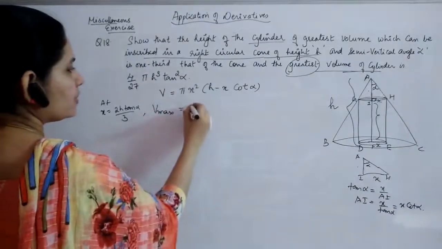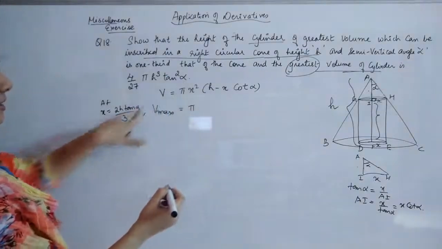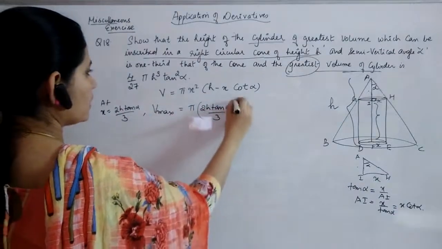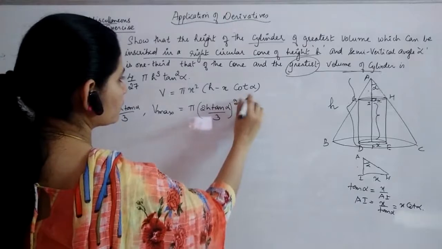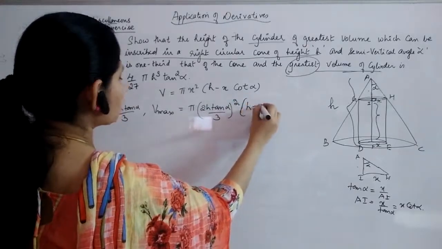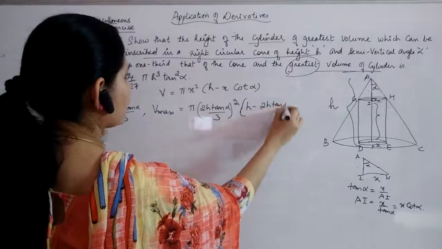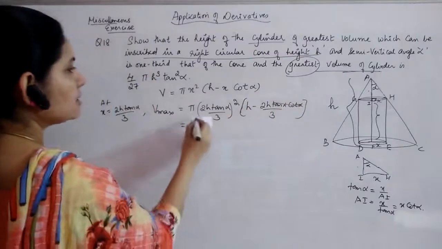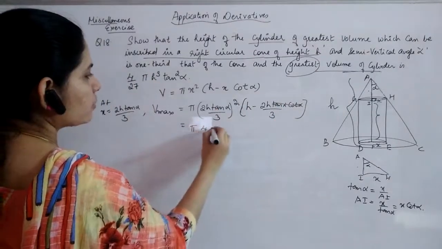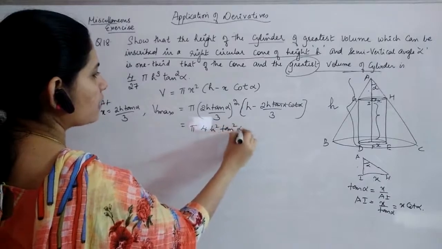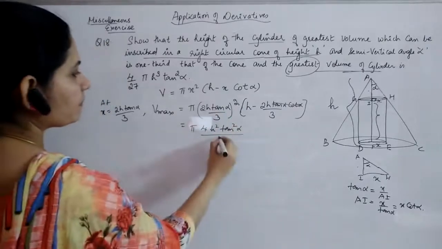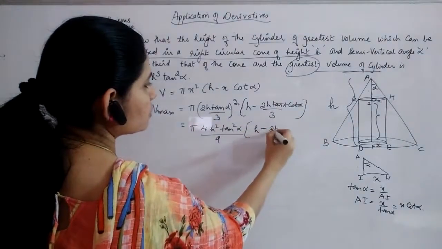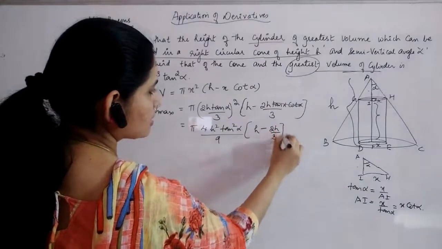Now the maximum volume will be pi. Instead of x, you replace with this value, that is 2h tan alpha by 3 the whole square into h minus again x, 2h tan alpha by 3 into cot alpha. So these two will again get cancelled. Here you are getting pi, and this will become 4 h square tan square alpha divided by 9. Here it is h minus 2h by 3, or 2 by 3 h.